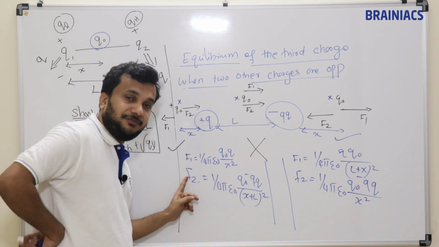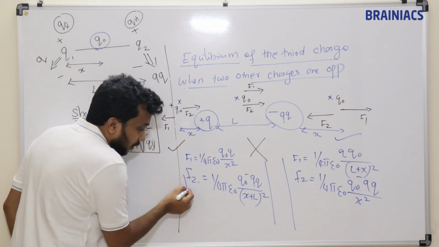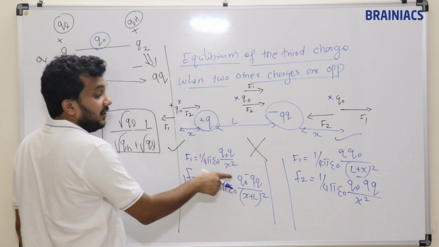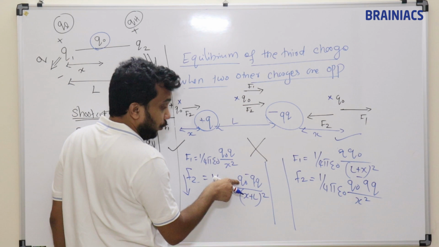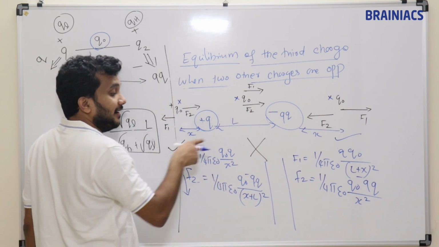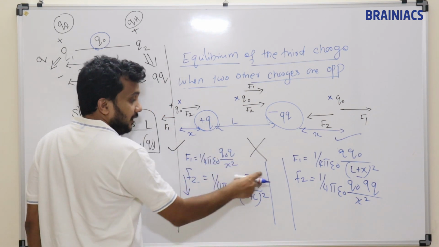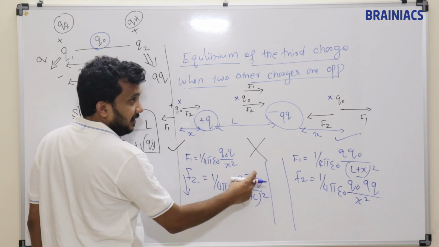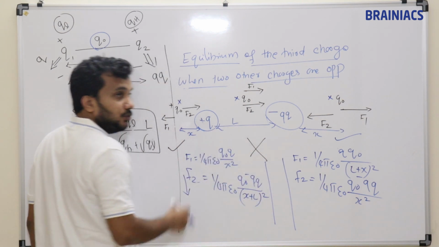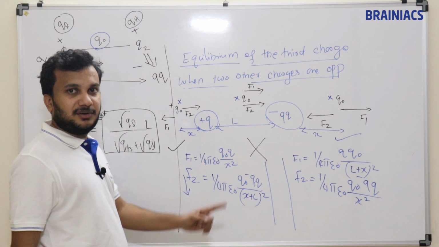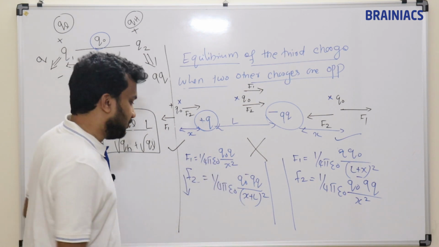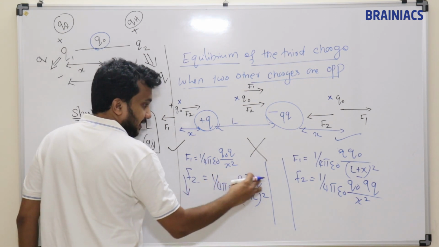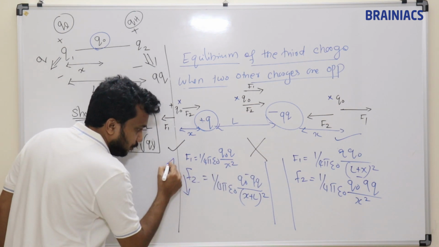So what will happen? F2 will be a lower value. But in the numerator you have Q0 and 9Q, so the total value will be almost 9 into Q into Q0. It's a negative value. Negative value indicates the force direction is opposite. Because of the higher numerator value, the force will also be higher.